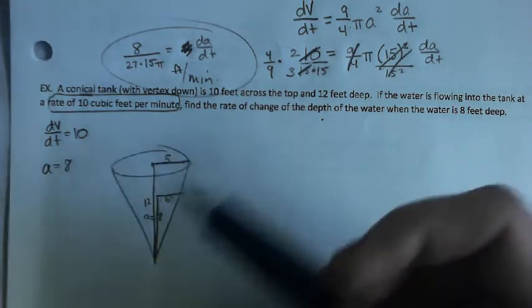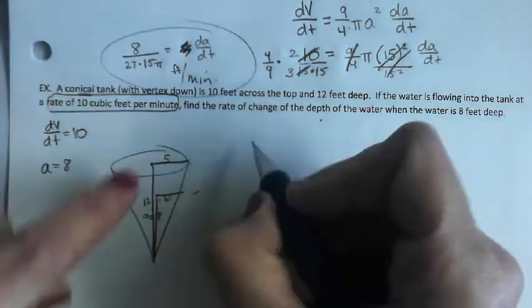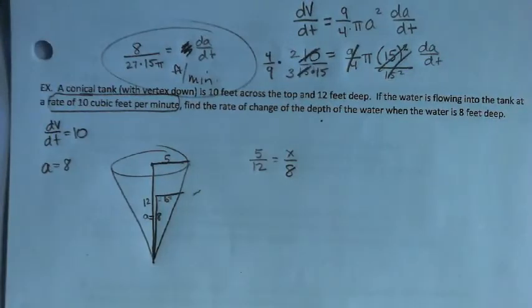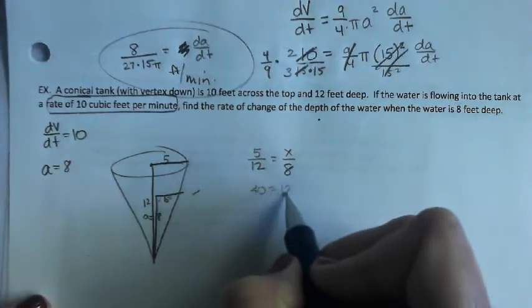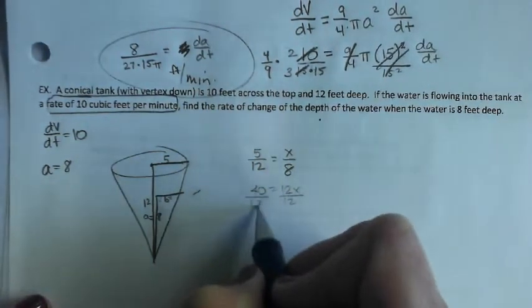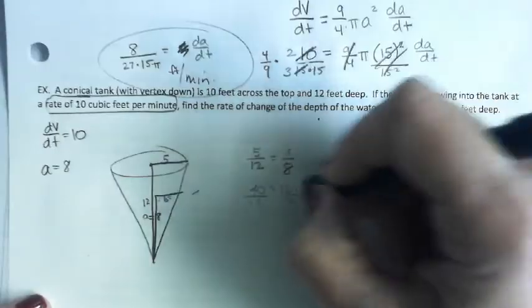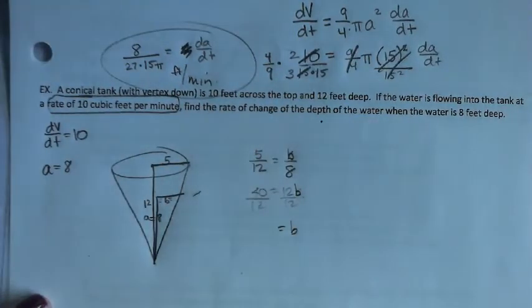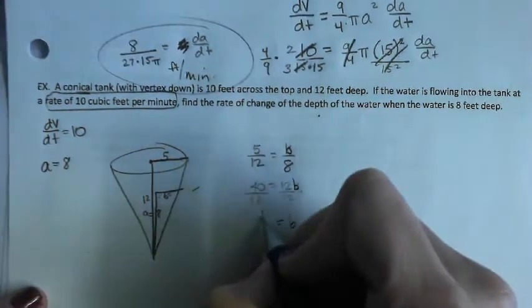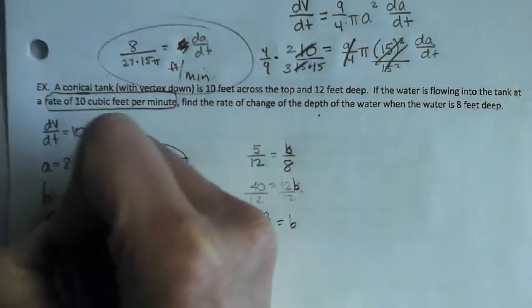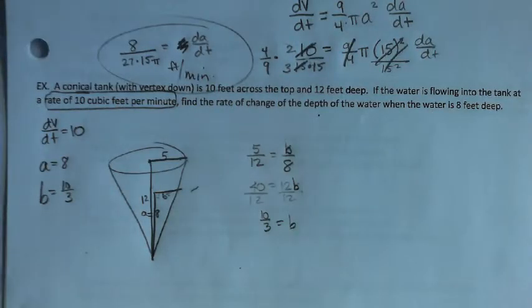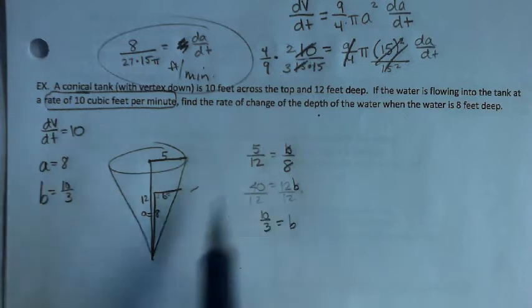What do you know about these triangles? They're similar. So 5 is to 12 as what is to 8. You set up a little proportion there. So you get 40 equals 12x. Divide by 12. Well, it shouldn't be x. I'm going to make it b. So b equals, both of these are divisible by 4, so 10 thirds. So at this moment, b is 10 thirds. They're looking for dA dt.